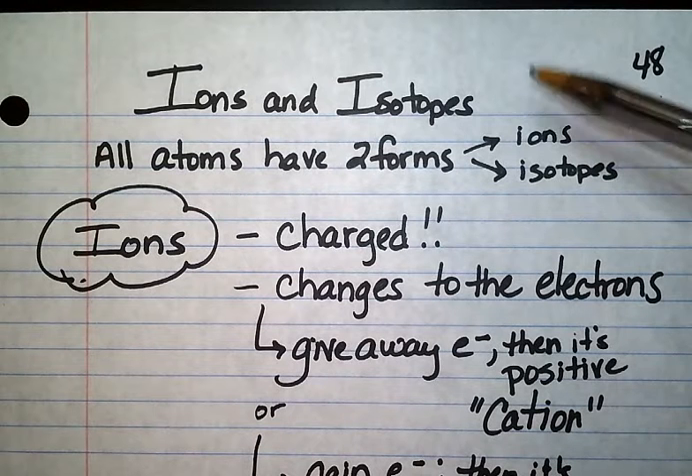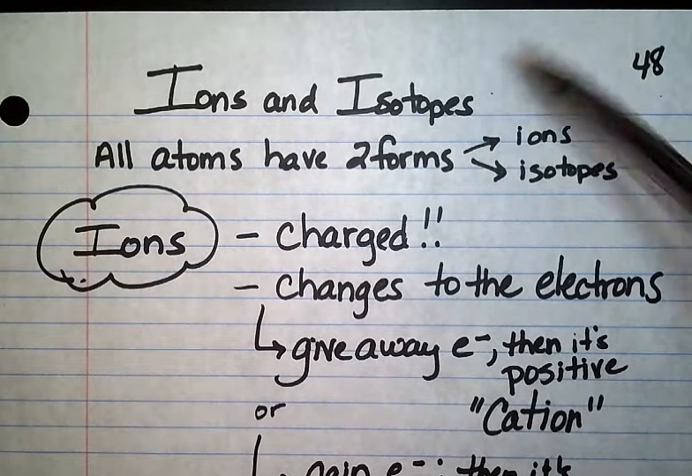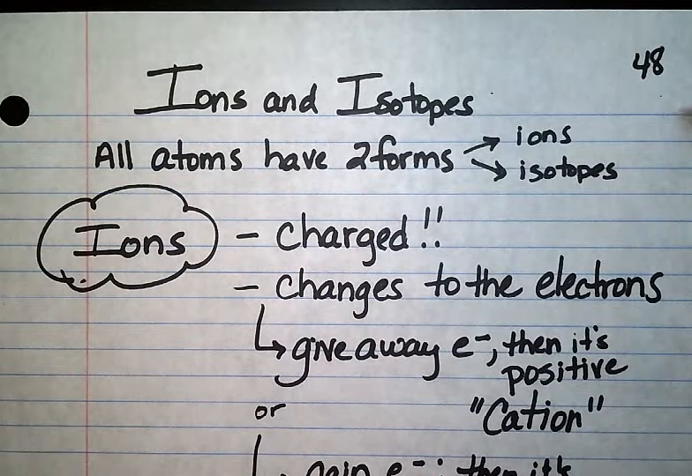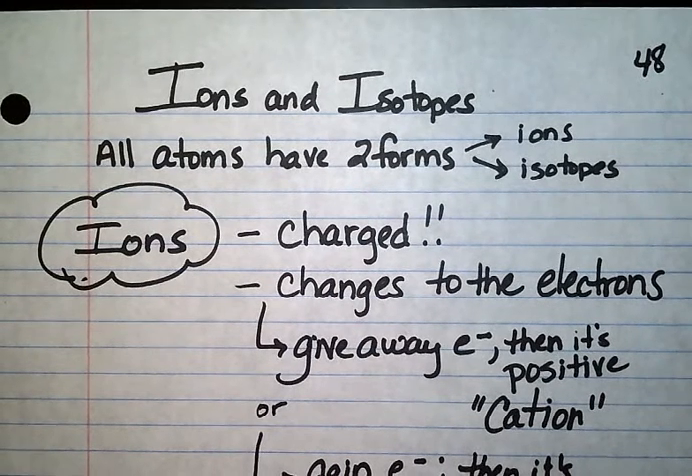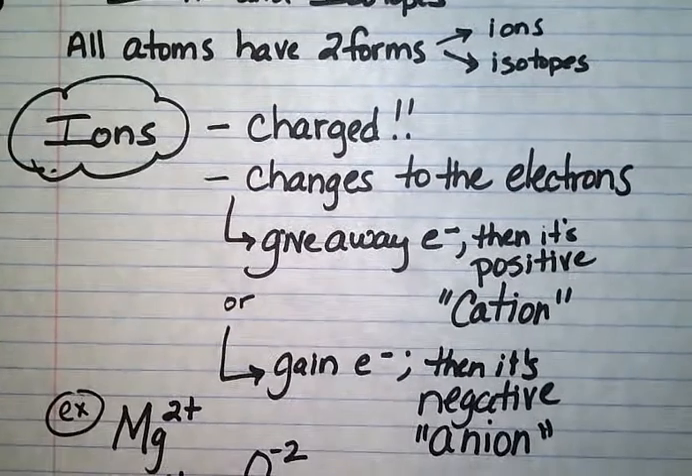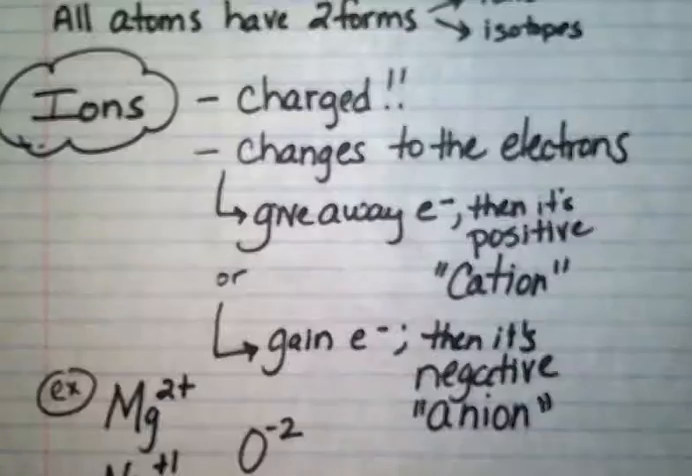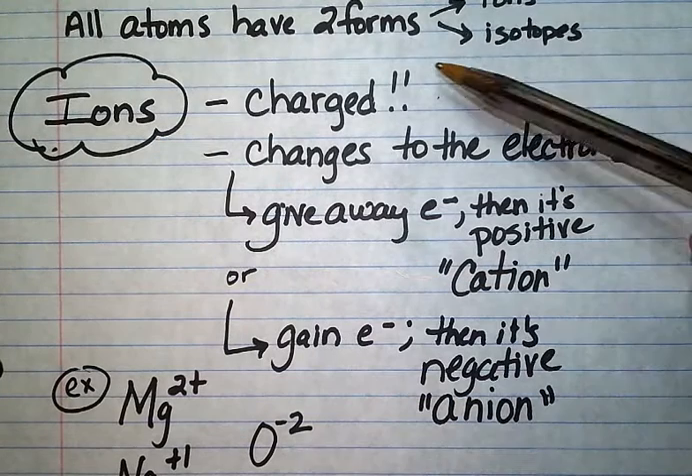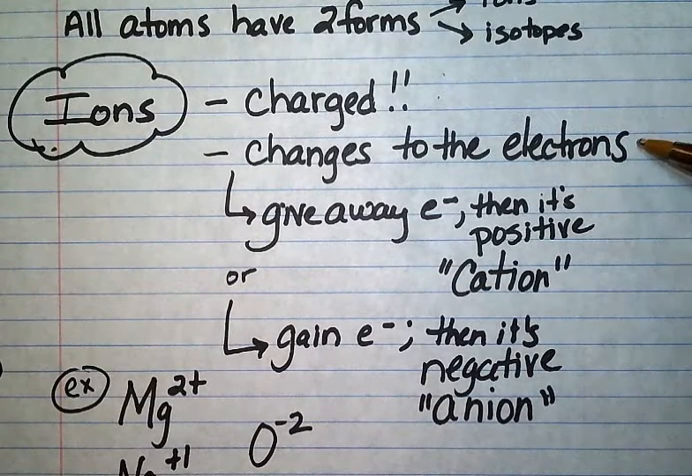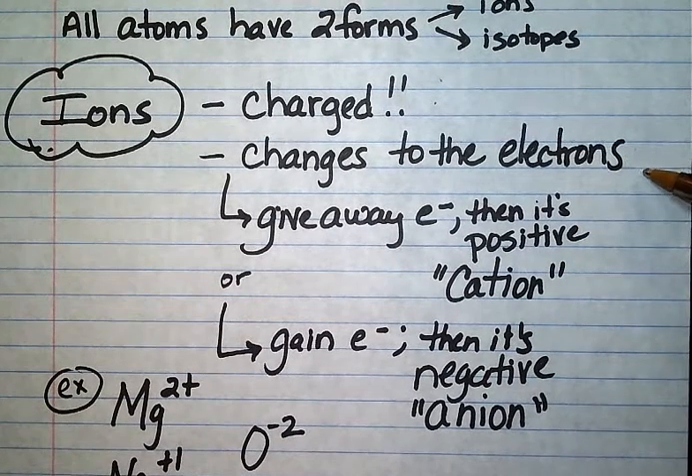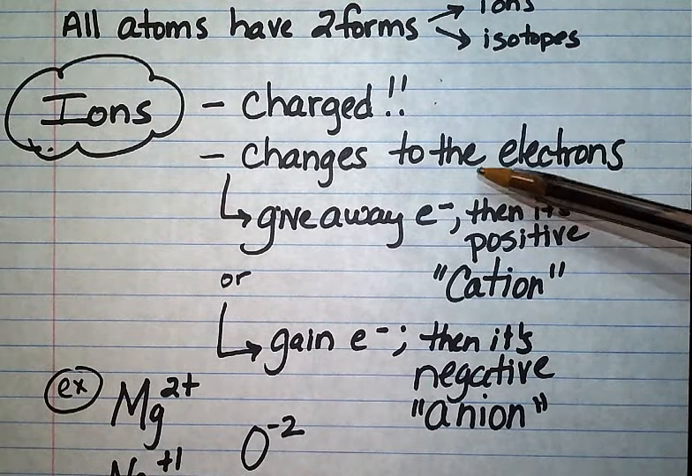So we really talked about ions and isotopes, and we said the first thing is that all atoms have two forms. You have ion form and you have an isotope form. We remembered that ions always means charged. Anytime you hear the word ion, always remember charge. An ion is made when there are changes to only the electrons, and that gives the atom an overall charge.